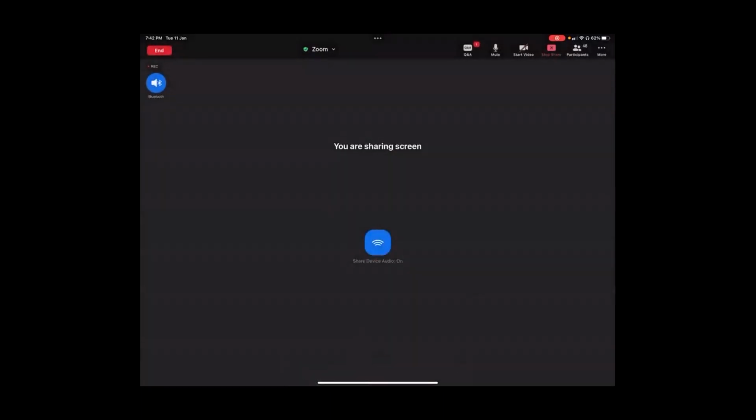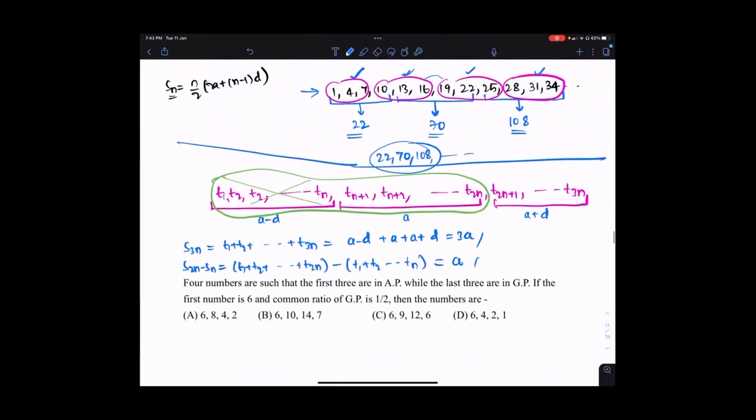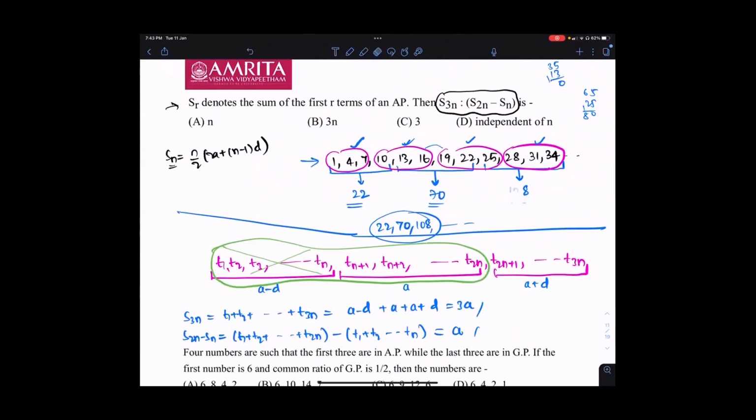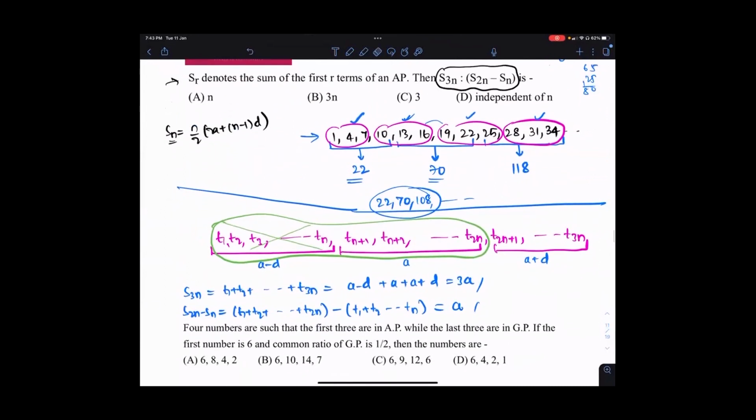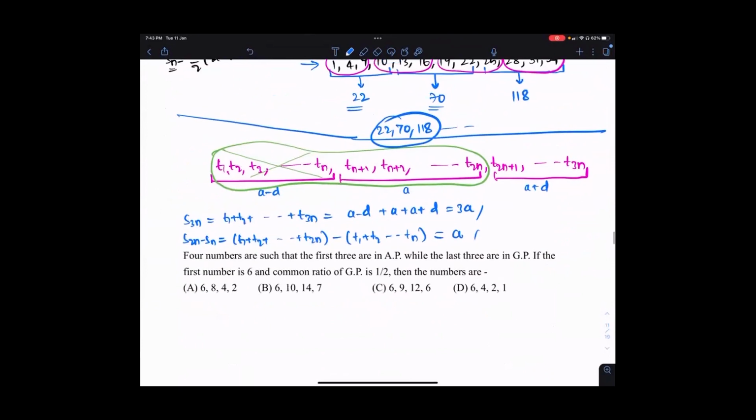Achha, that is 118. Please ignore my calculations. It's the end of the day, na? I think the brain is saying enough for today. Okay.